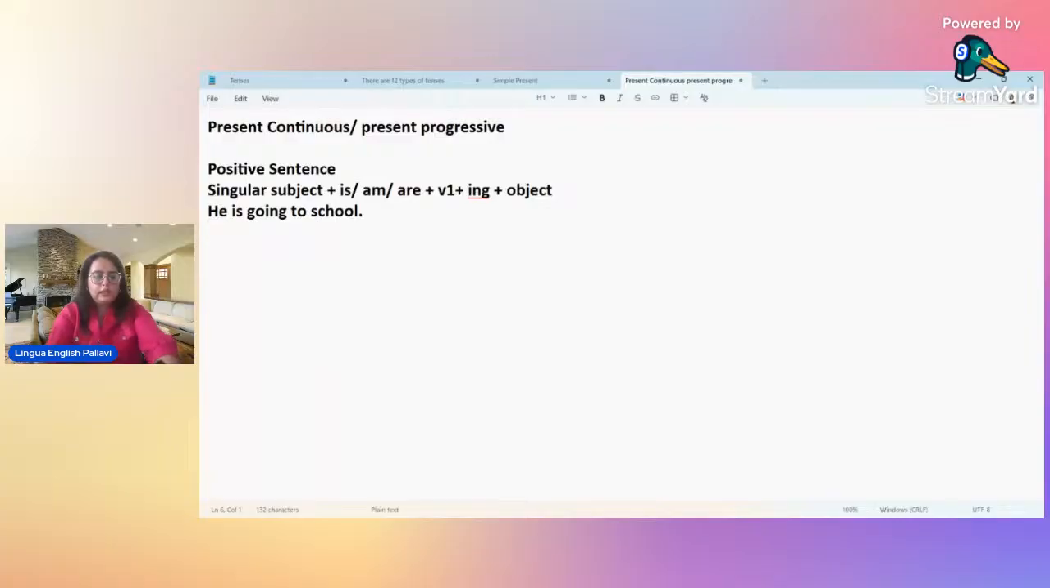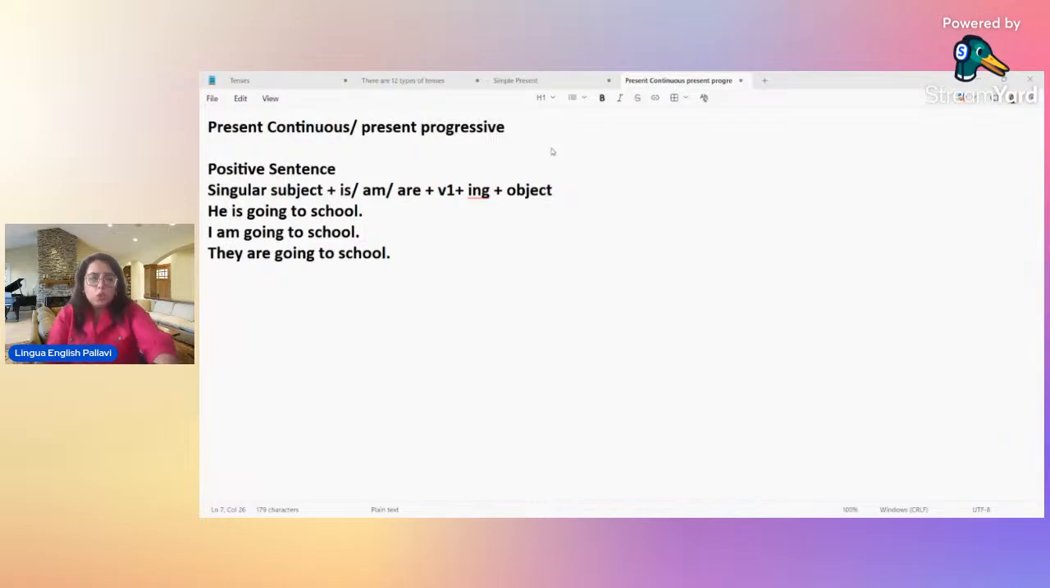Okay, the next is with I, we will always use am. I am going to school. Next it is with are, it is they are going to school. So what we are going to use, plural subject with are. They are going to school. So these are the three sentences for positive sentences in present continuous.